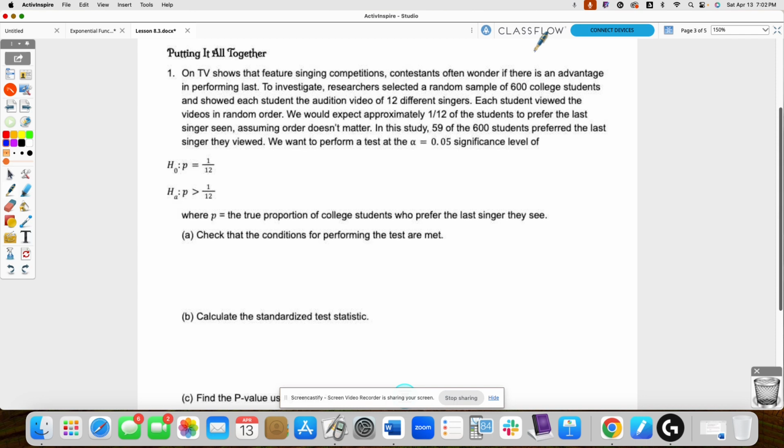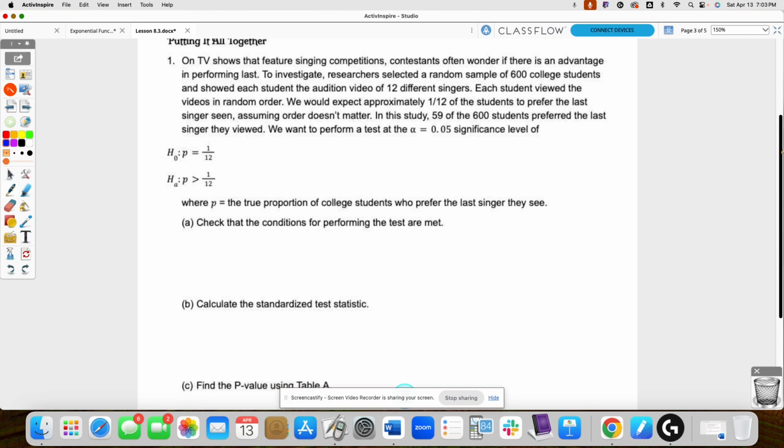Now we want to perform a test at the alpha equals 0.05 significance level of these two hypotheses. Our null hypothesis is p equals 1/12, and the alternative hypothesis is p is greater than 1/12, meaning they prefer the singer that they have seen last. So p is the true proportion of college students who prefer the last singer they see.